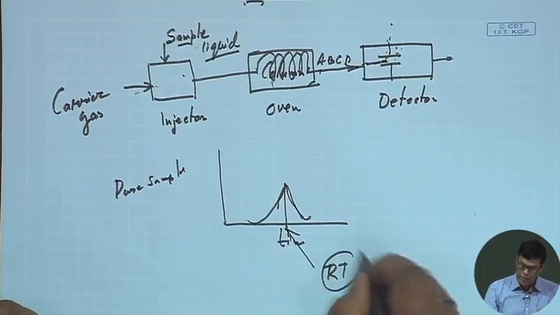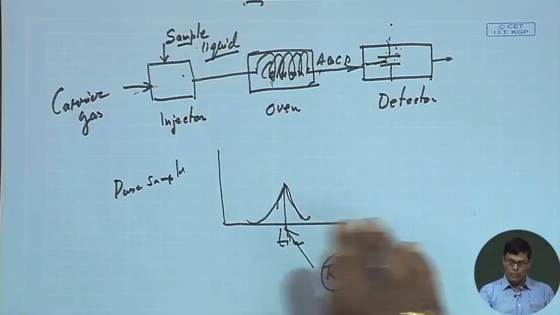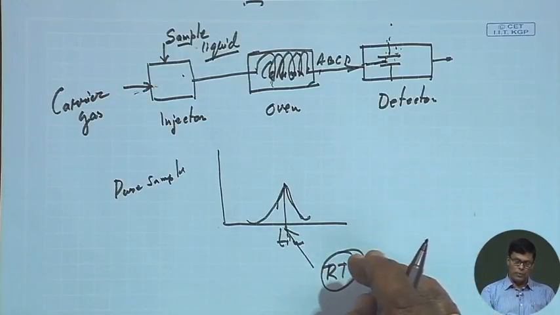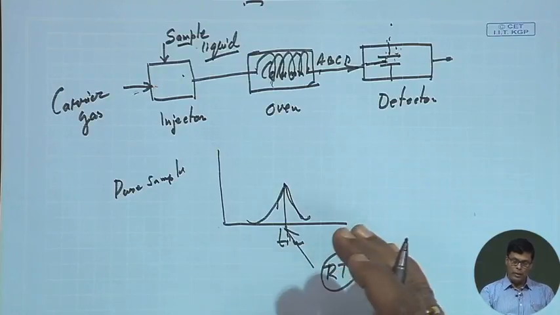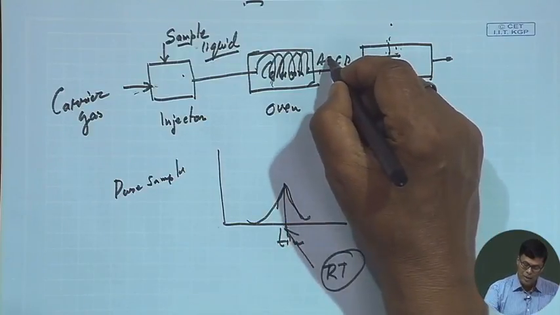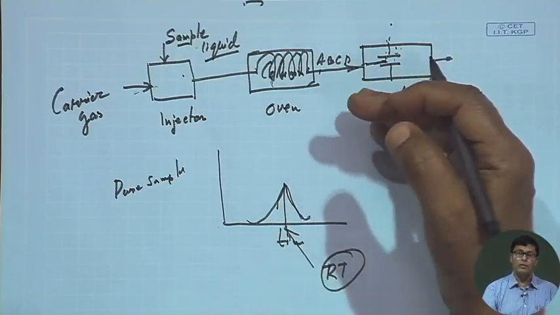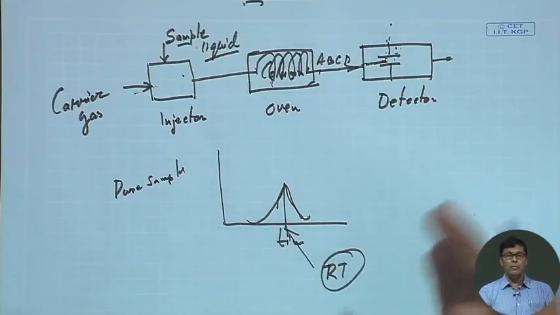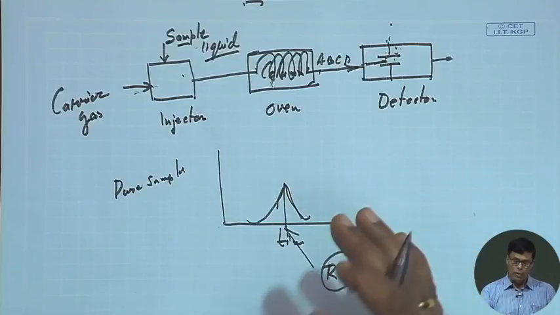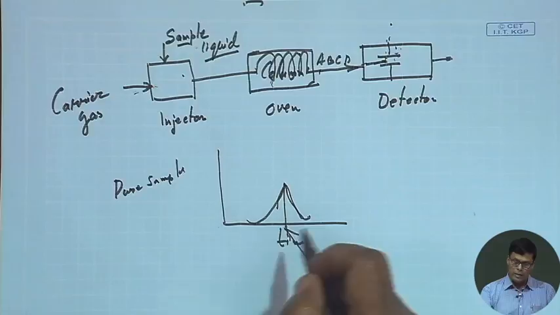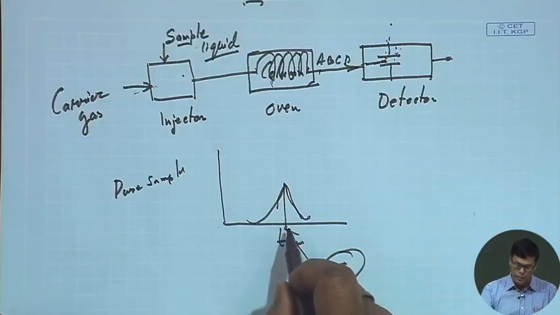So the retention time of a particular component varies from each other. It depends on the characteristics of the column also. Sometimes it may so happen that, depending on the characteristics of the column, both A and B have the same retention time. They are very close to each other, so they cannot be separated using that. In that case, we have to use a different column which can separate A and B from each other. Then and only then you can get different peaks.